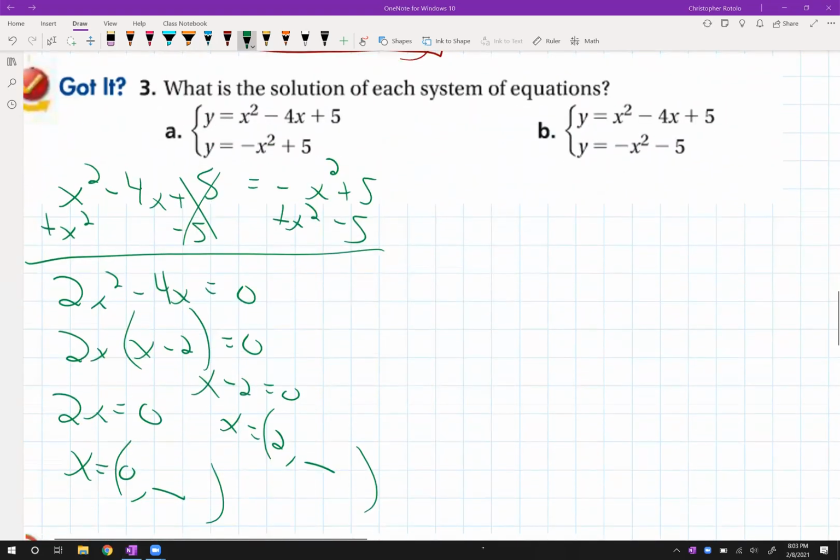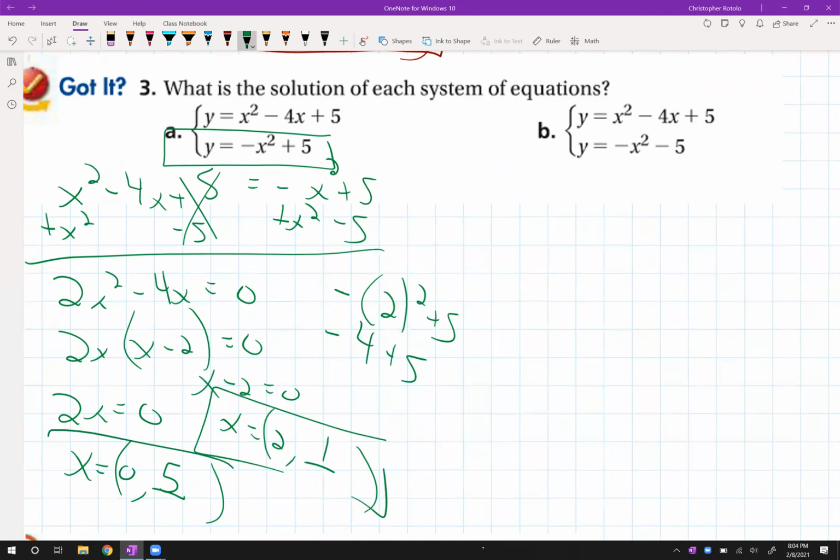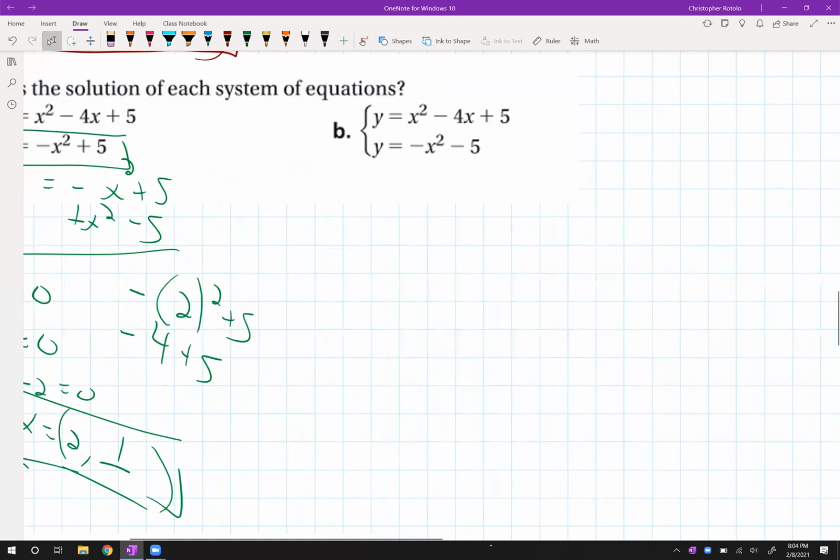Both are quadratics, but I'm still going to stick to this little smaller second one. If I plug in 0, 0 squared, all right, so that whole thing 0 plus 5, so I get 5. And if I plug in 2, this is 2 squared plus 5. So negative 4 plus 5, I get 1. Right, so I don't need to graph these to figure it out, although we could.